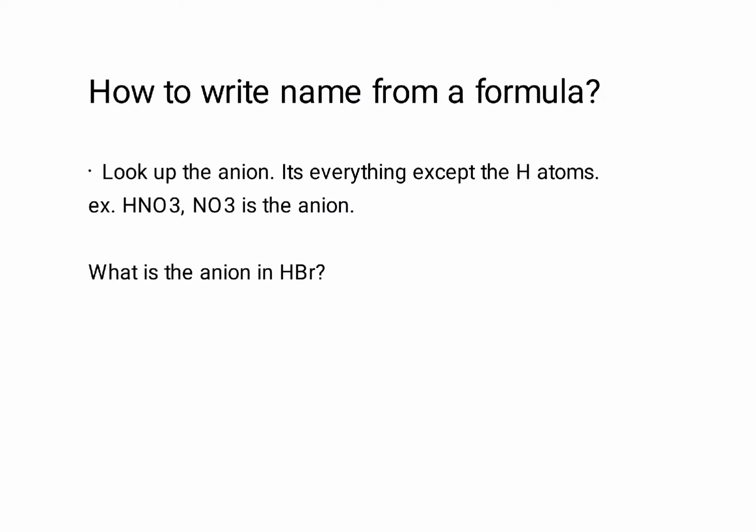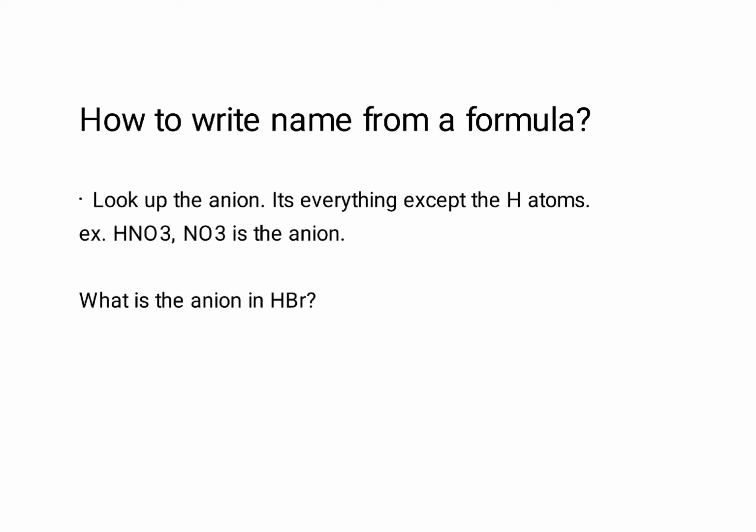Alright, so we're going to get started and figure out how to write a name if you know the formula of an acid, obviously. So the first thing you need to do is find the anion, okay? And the anion is very easy to get from the formula. All you need to do is ignore the H, and whatever's left would be your anion. So in this case, NO3 is your anion.